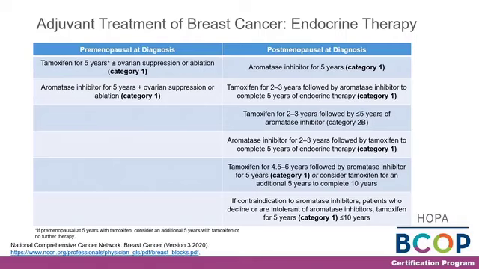If someone is postmenopausal at diagnosis, the category 1 recommendations are listed here. There are several options based on a lot of data from the past. The big point here is that postmenopausal patients are generally recommended aromatase inhibitor therapy for 5 years. But in some cases where they can't tolerate the aromatase inhibitor, perhaps tamoxifen could also be used. But the recommendation usually is to use an aromatase inhibitor in these patients.